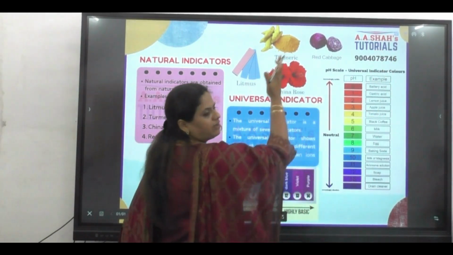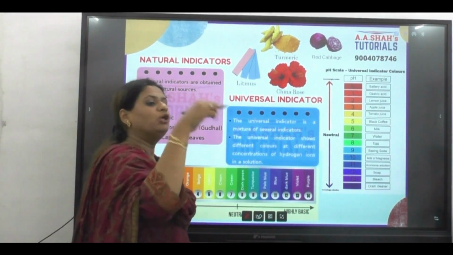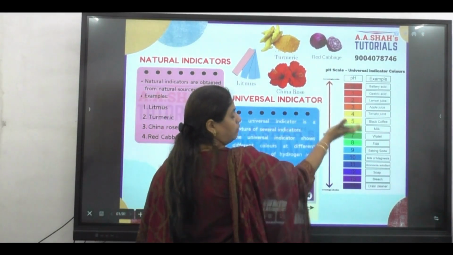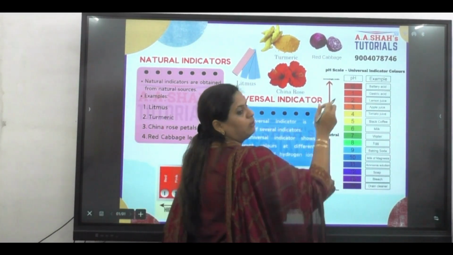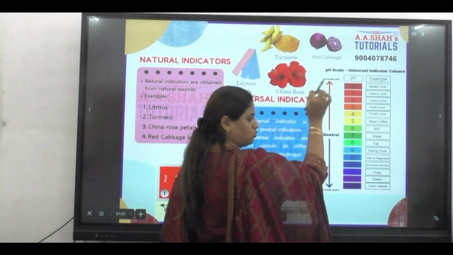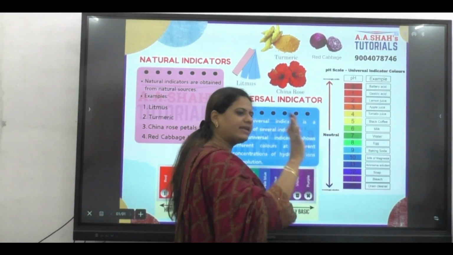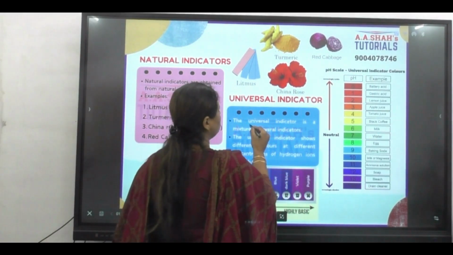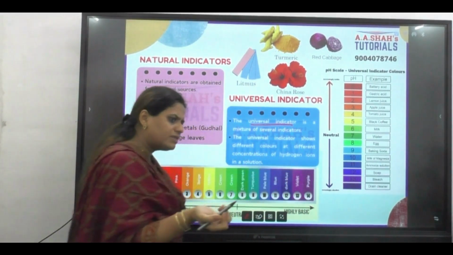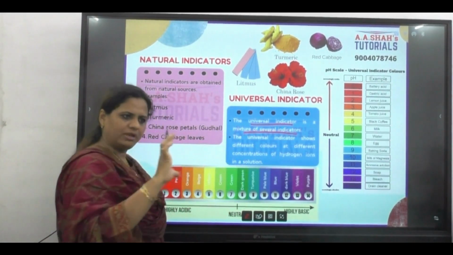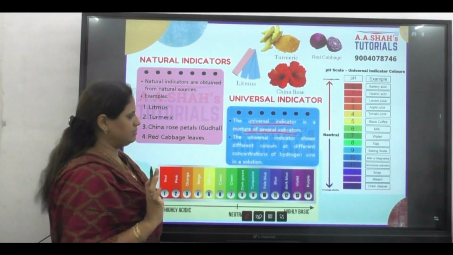So it's a range of colors which you get if you put universal indicator in a solution. If it's an acidic solution, depending on how dark the color is, you will come to know how acidic the substance is. So it gives you the level of acidity, not just an idea of whether it is acid or base. What is a universal indicator? It is created by mixing several indicators. You get a bottle in your labs.